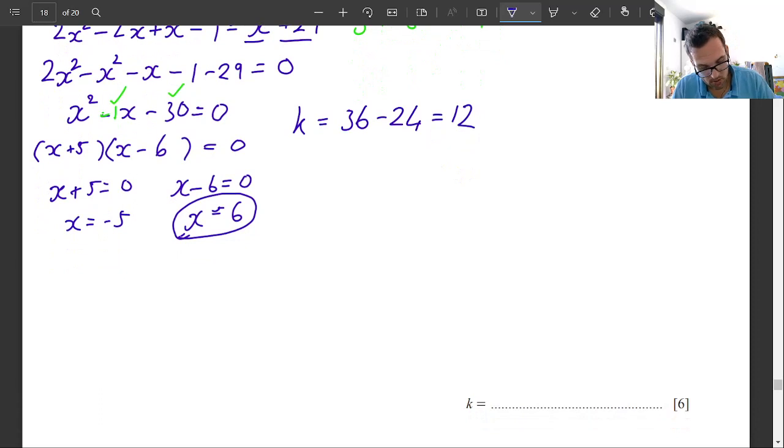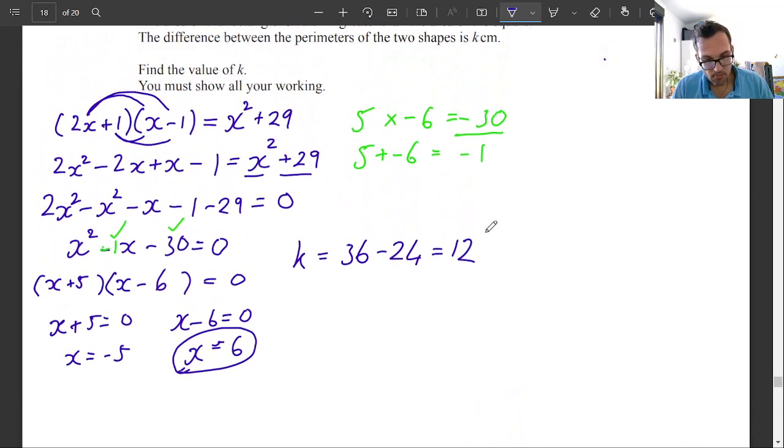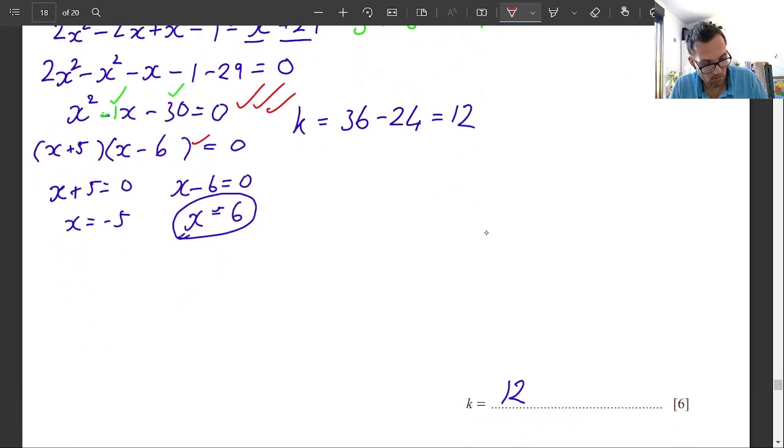Okay, that's enough to give you full marks. So just looking at the mark scheme where they give the marks for, and that's it. That gives us a mark. Okay, you get 3 marks for getting up to this point. You get a mark for factorizing. How much is this? 6 marks. You get a mark for x equals 6. You get a mark for 12.